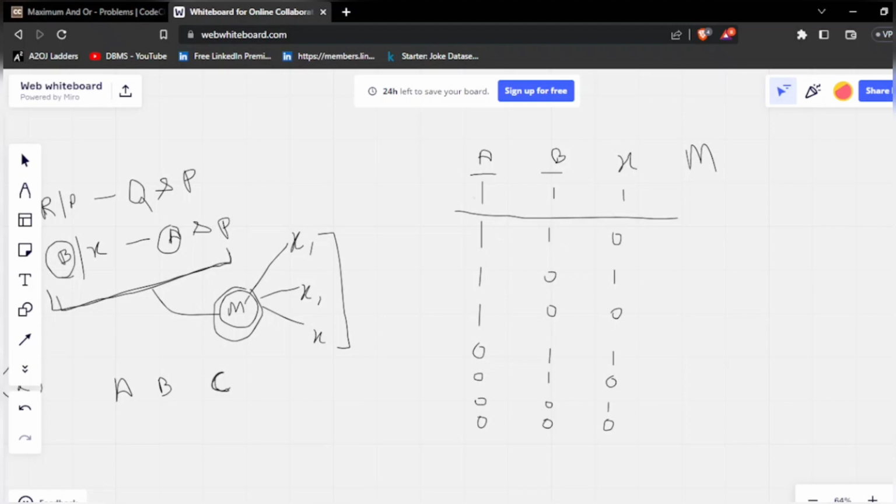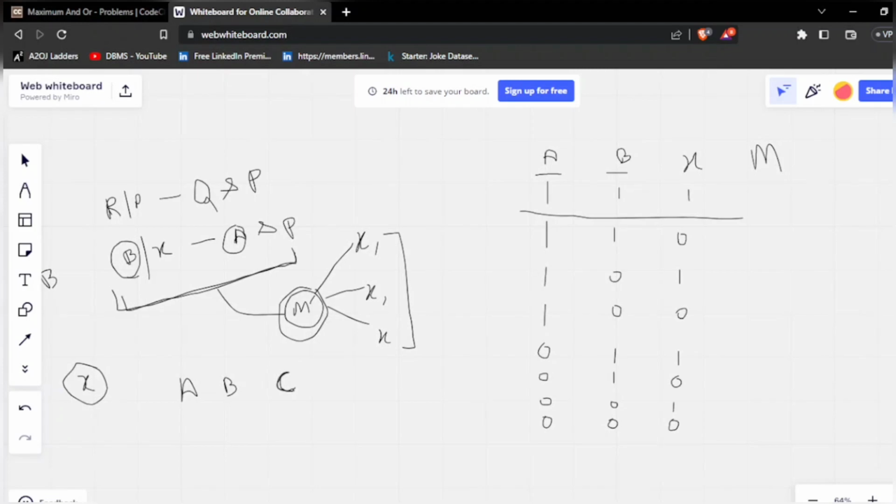For a equal to 1, b equal to 1, and x equal to 1, if we put these in this equation, we will get 0. Why? Putting b as 1 and x as 1, 1 or 1 is 1, minus 1 and 1 is 1, so this is 0. And for 1 1 0, it will be 1.